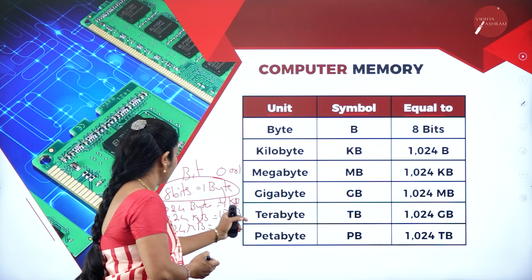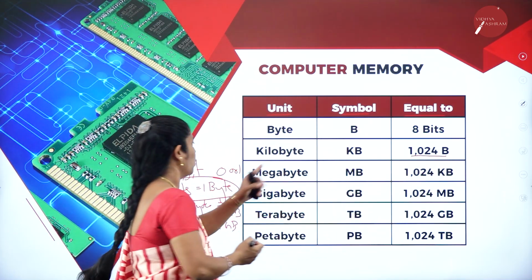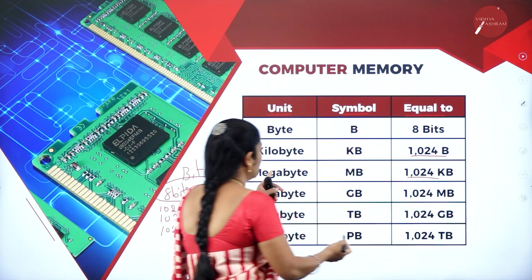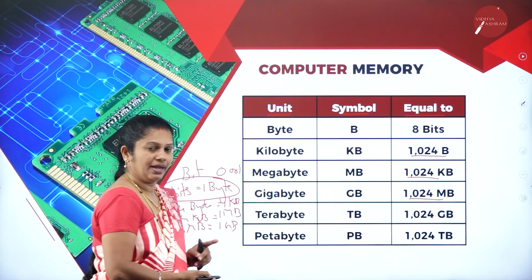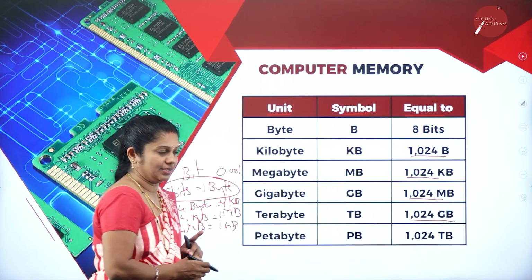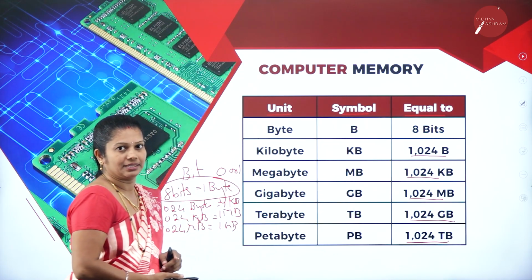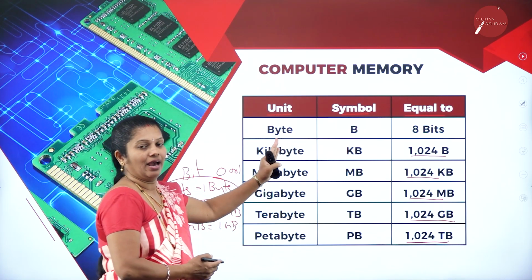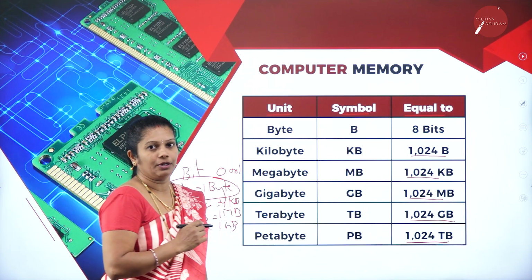Then kilobyte, if you observe this, 1024 bytes equals 1 kilobyte. Then megabyte, 1024 kilobytes equals 1 megabyte. 1024 megabytes equals 1 gigabyte. 1024 gigabytes equals 1 terabyte. 1024 terabytes equals 1 petabyte. Now, is it clear? Like this, the memory is classified, so by this we are able to identify how much memory we have.